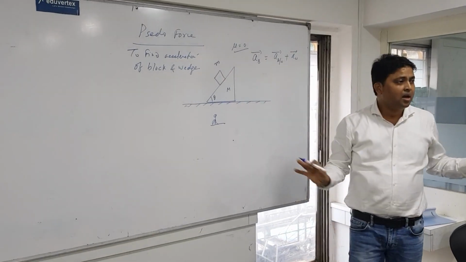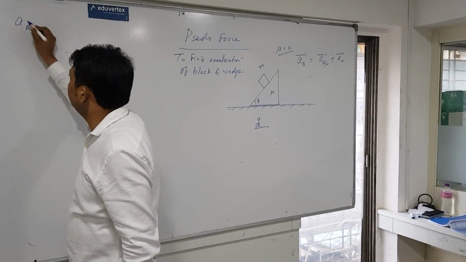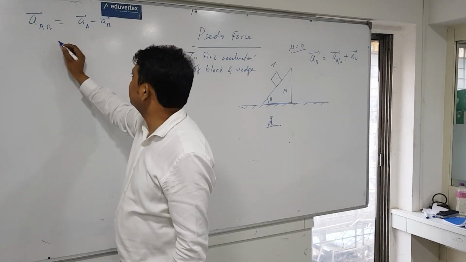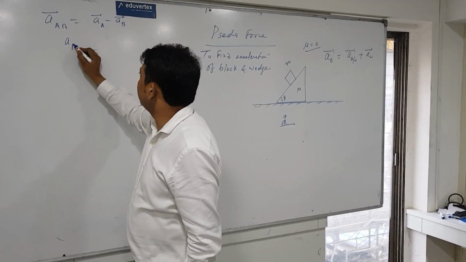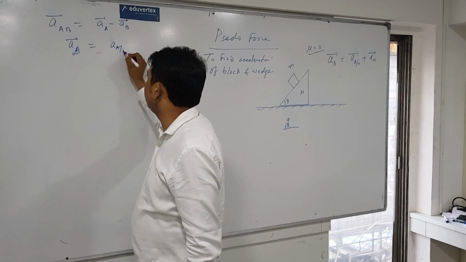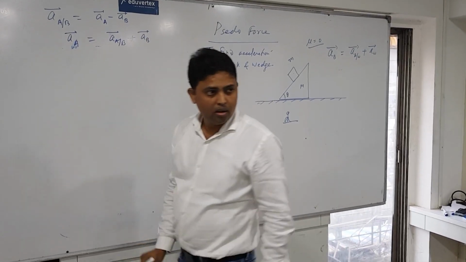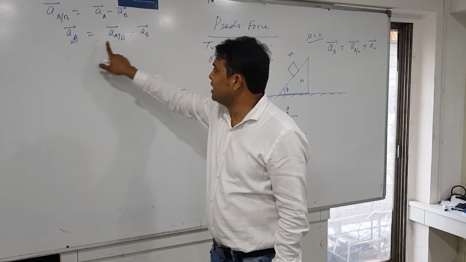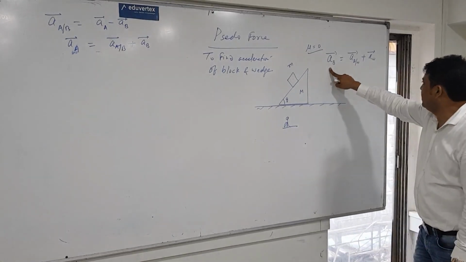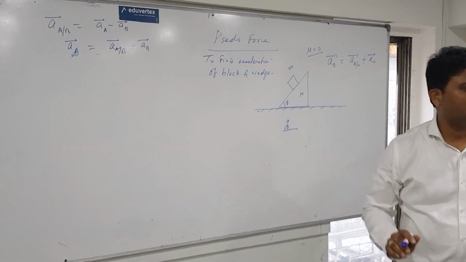Everybody knows this thing very well by simple relative motion, that acceleration of A with respect to B is acceleration of A minus acceleration of B. Yes or no? Or I can say acceleration of A will be acceleration of A with respect to B plus acceleration of B. The same thing here, acceleration of block will be acceleration of block with respect to wedge plus acceleration of wedge, because it is on the wedge and wedge is accelerating.